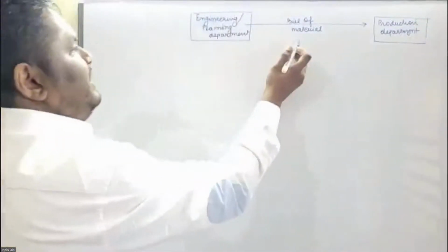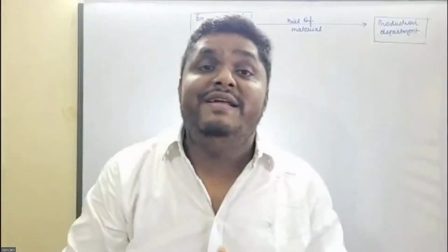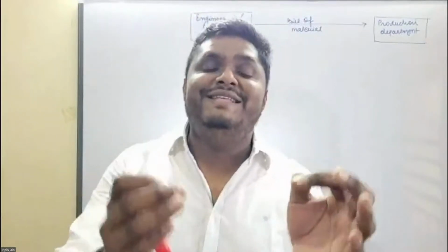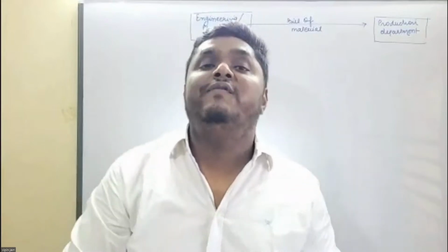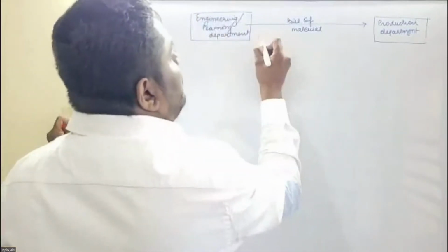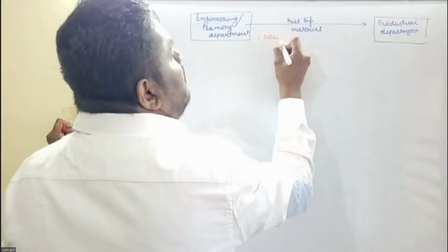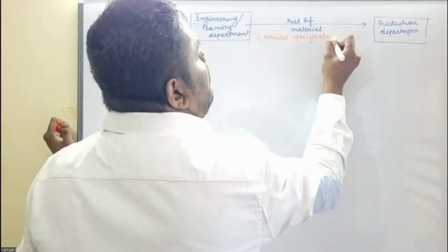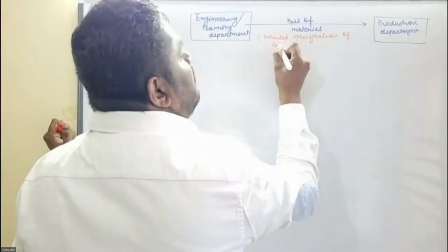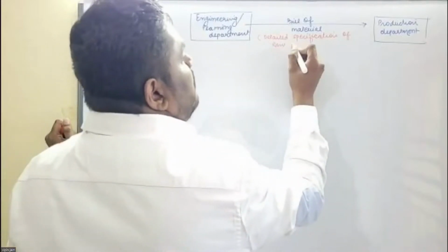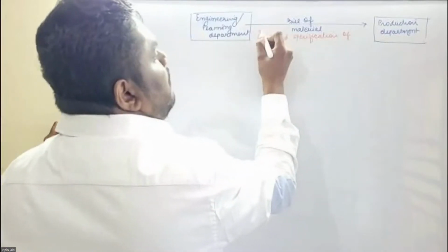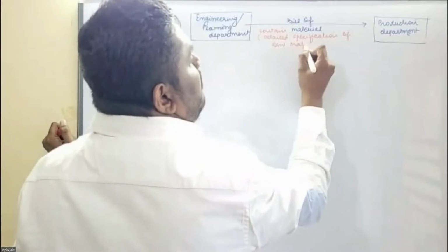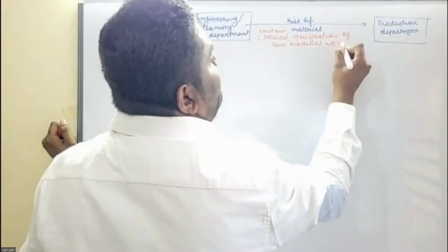When talking about bill of material, guys, what is bill of material? It contains the detailed specification of the product. It contains the detailed specification of the raw material we have to use.